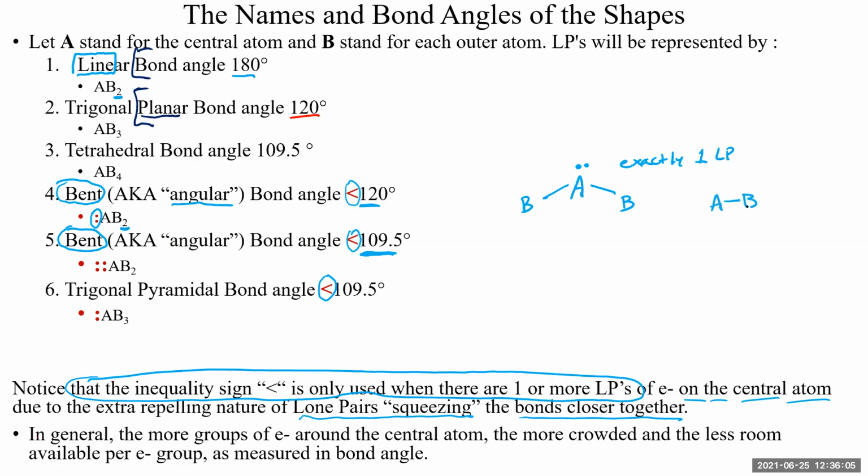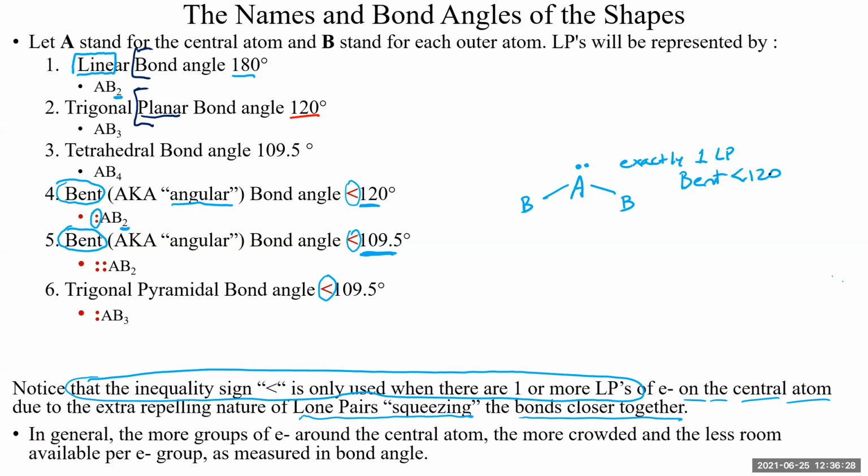If you simply have this, it isn't a shape. You could say it's linear, but that's not linear either, because linear is made up of 3 points. So you must have exactly two outer atoms, a total of 3 atoms, and exactly one lone pair to make a bent less than 120.